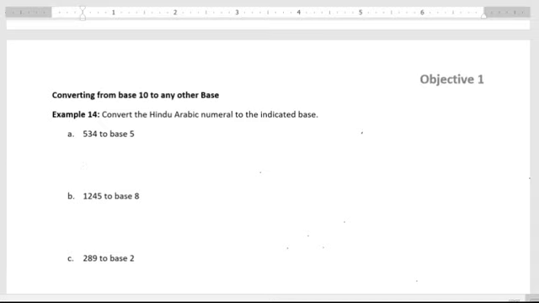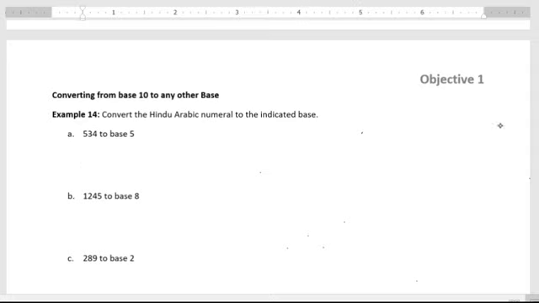So we want to change our base 10 number to a different base. In order to do that, we're going to be using division. So let's look at example A. We want to convert 534 to base 5.